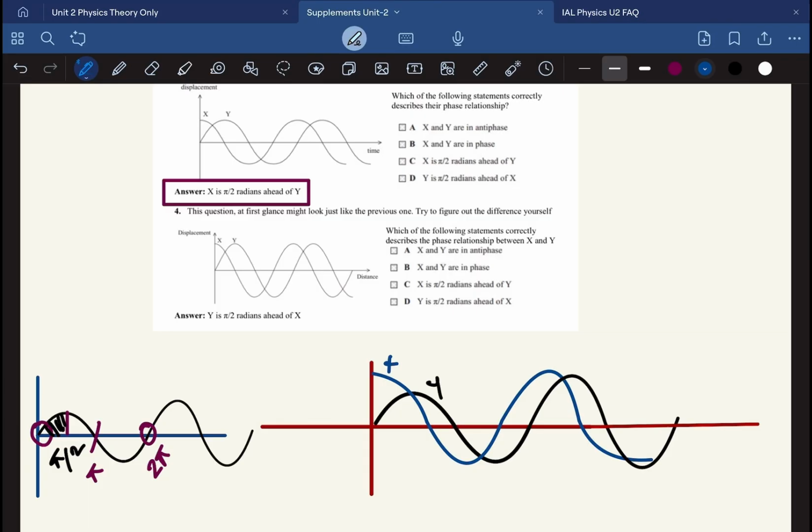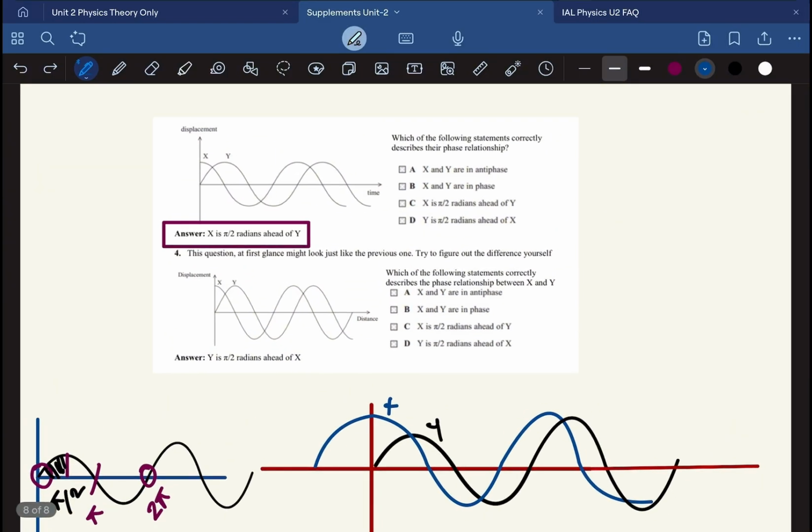Okay. Now as we know, the x graph actually didn't start from the maximum displacement. The graph never starts from the maximum displacement. It starts from displacement equal to 0. So it actually started from right here where the displacement was 0 for the x graph. Now as it has started from here, we can see one thing. The question says, which of the following statements correctly describe their phase relationship? Now the answer is x is pi by 2 radians ahead of y.